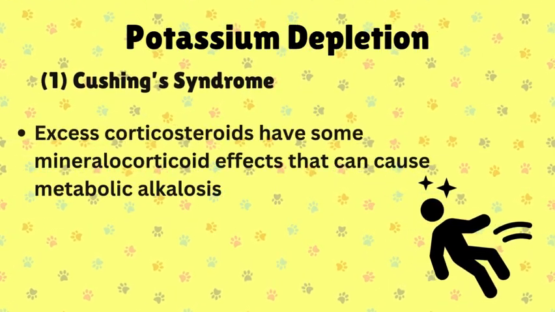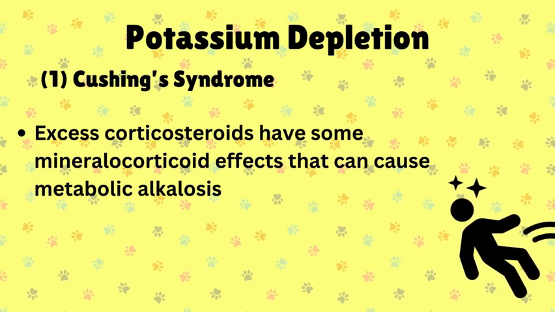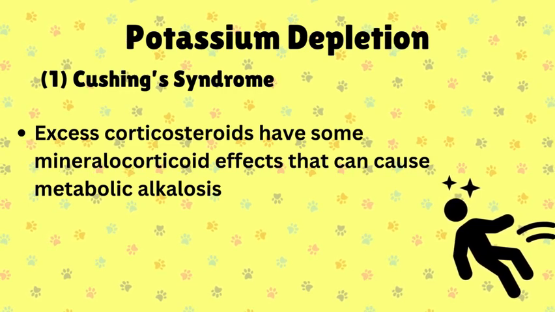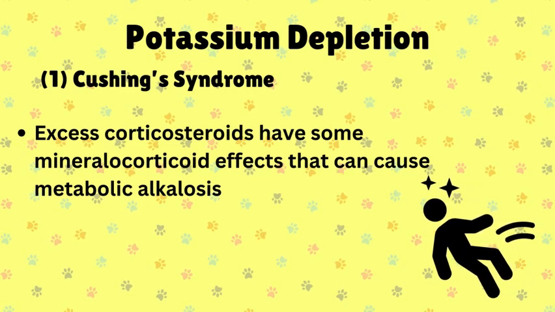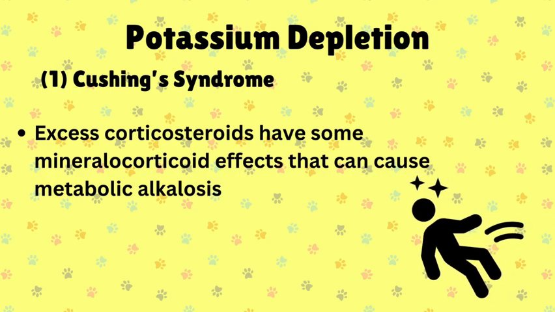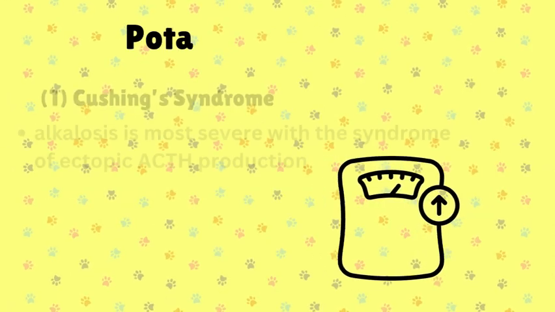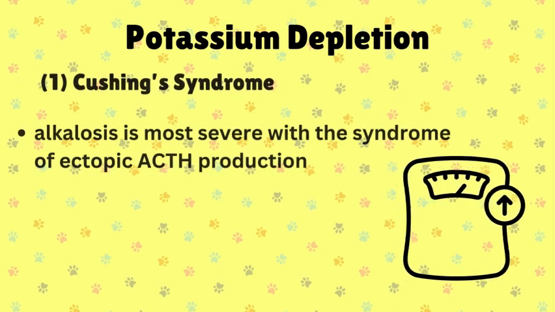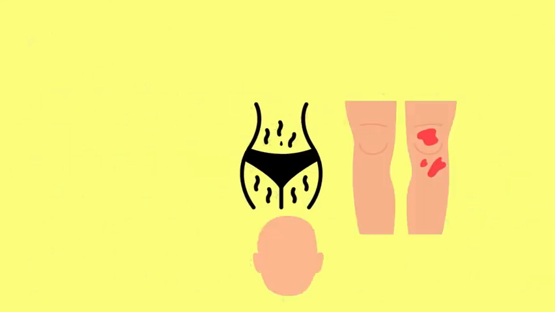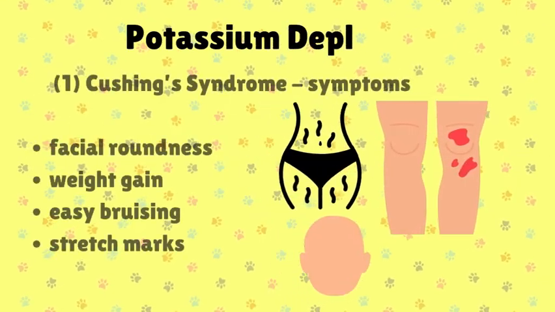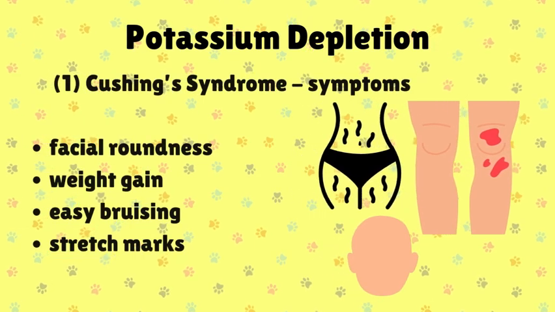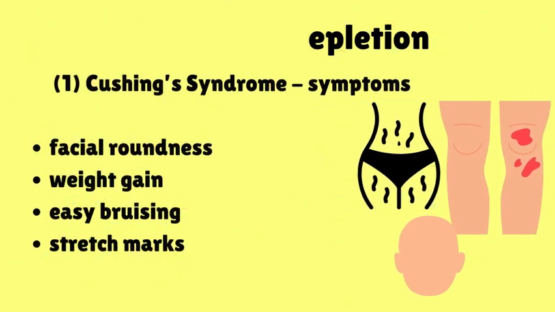Potassium depletion causes Cushing's syndrome. This syndrome is caused by excess corticosteroids that contain mineralocorticoid effects that cause metabolic alkalosis. Alkalosis is most severe with ectopic ACTH production. A few symptoms of Cushing's syndrome are facial roundness, weight gain, easy bruising, and stretch marks.